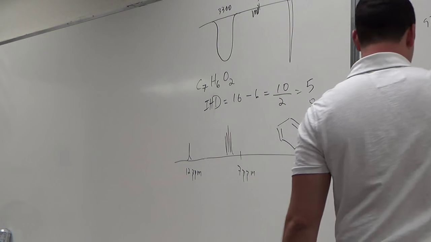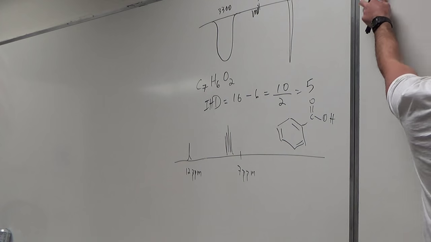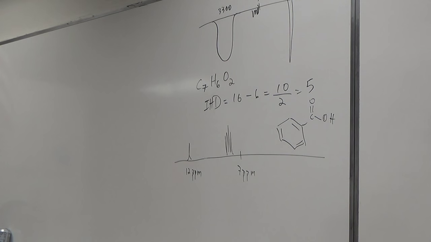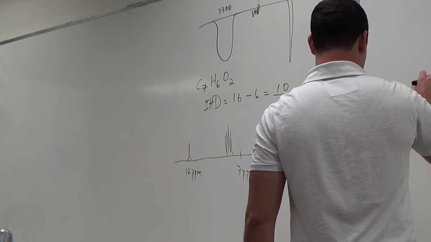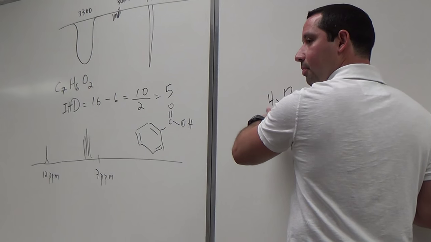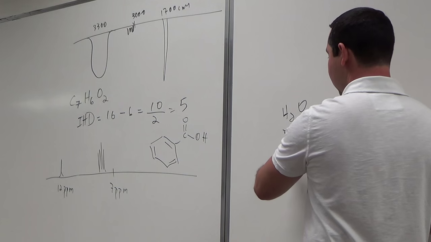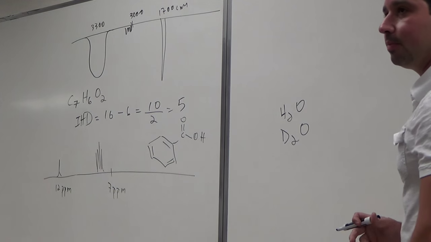Is there a way for you to know if that is really a carboxylic acid on an NMR? I'll tell you, but you don't have to know, okay? If you run this in D2O, you know what deuterium is, D2O? You ever heard of H2O? H2O and D2O. Hydrogen has three isotopes, yes? And this is one of them. It's called deuterium. The other one is tritium.